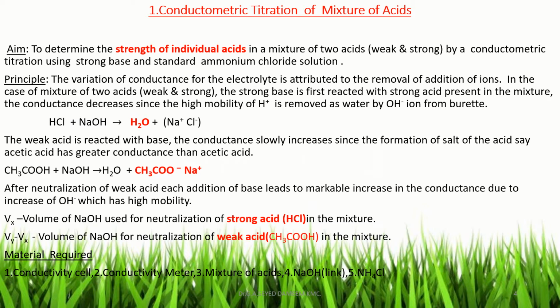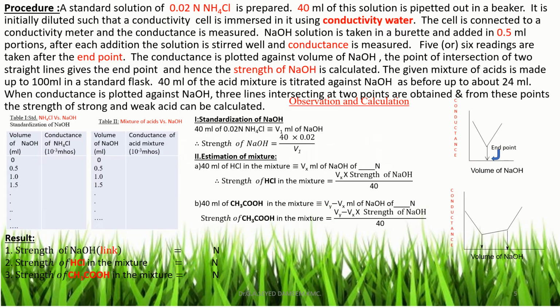Here are the materials required: conductivity cell, conductivity meter, mixture of acids, sodium hydroxide, link solution and ammonium chloride for preparing standard solution. Procedure of the experiment. A standard solution of 0.02 N ammonium chloride is prepared by weighing accurately the required amount of ammonium chloride in a 100 ml SMF and making up with conductivity water.